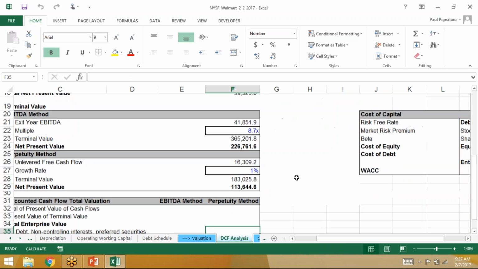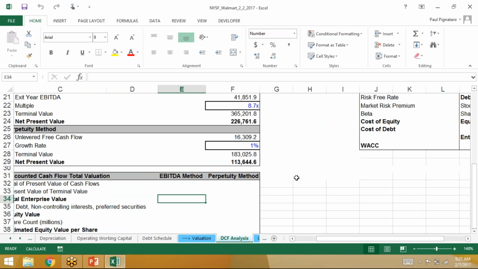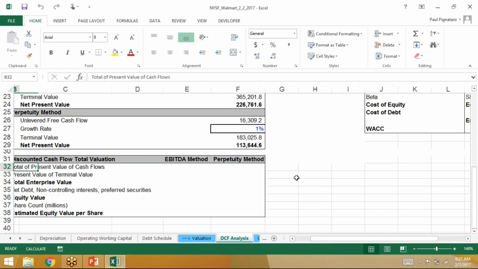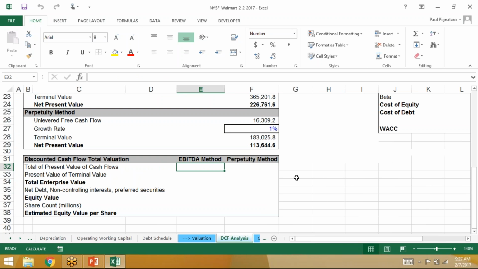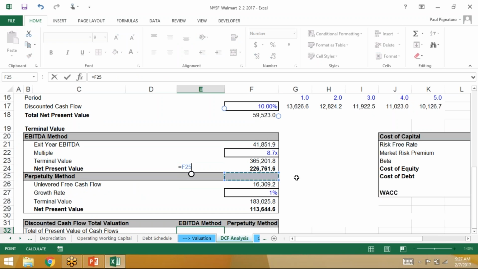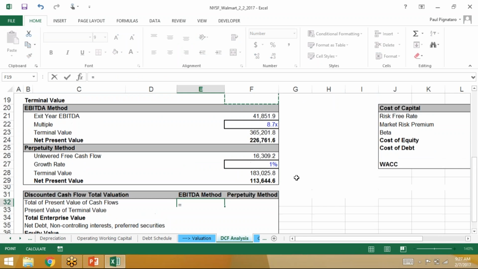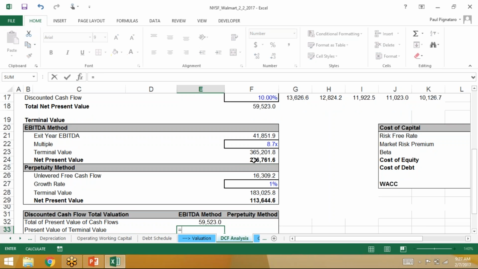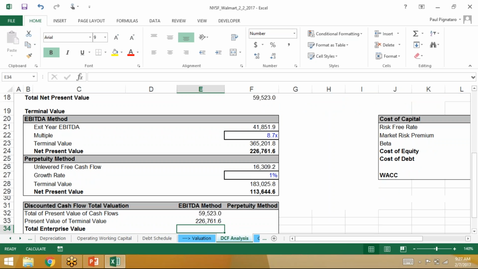And if you look at the box underneath, it tries to determine what the total value of the company is based on each method. Each method gives us different values. Let's do that now. Okay, so we take the sum of the present value of the cash flows, and we add it to the respective terminal value. So the total present value of cash flows is the 59,523. And the present value of the terminal value for the EBITDA method is the 226,761. So take that.